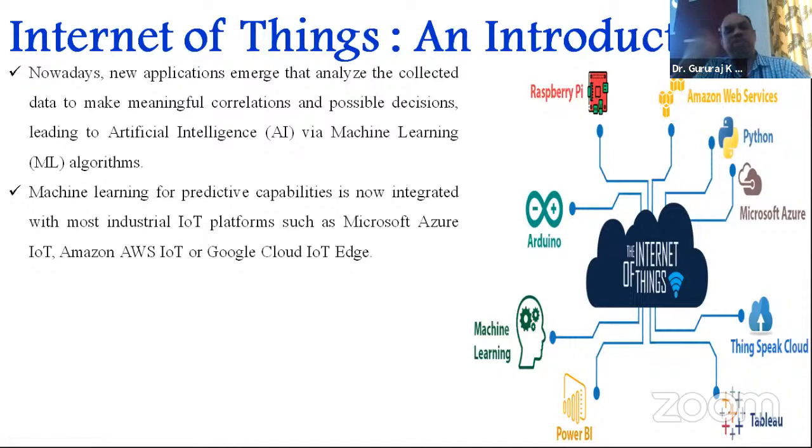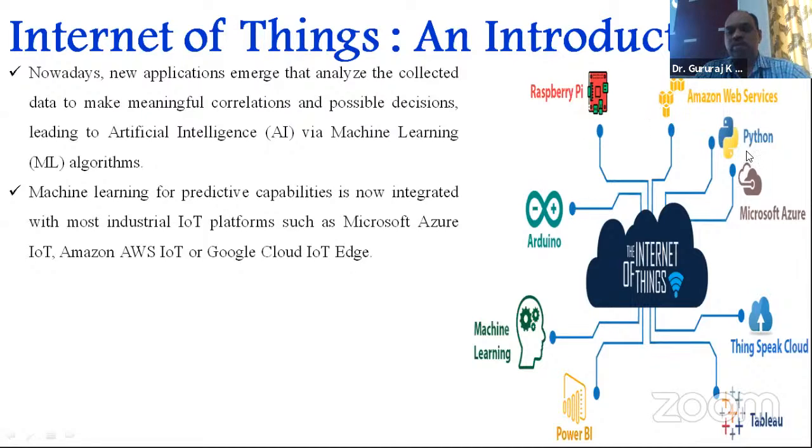So we fetch the data and store it in different IoT platform storage locations like Microsoft Azure IoT, Amazon AWS IoT, or Google IoT for edges. So there are various platforms where we can store this data. And all these machine learning applications that we come across, all this cloud environment, is where we store the data.